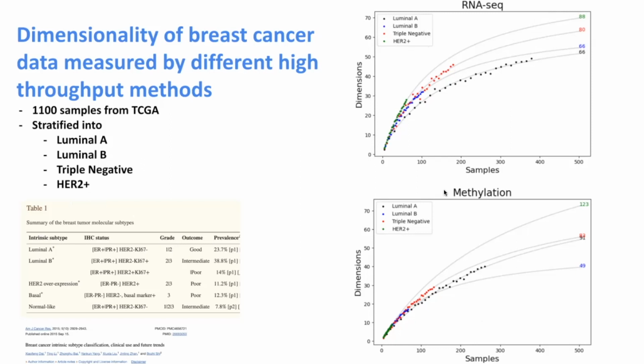And this is also similar in the different data types that we have. So in methylation, it has the same order, even though it's less clear because there's just less data, so it's harder to extrapolate out. But so now you basically have a rough idea what these dimensions look like and what intrinsic dimensionality is.